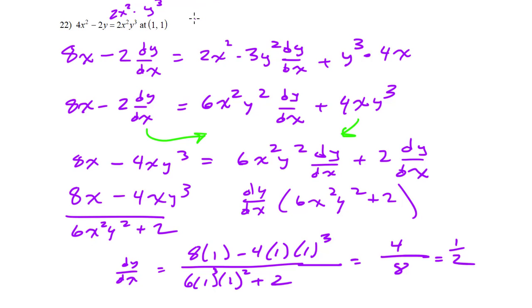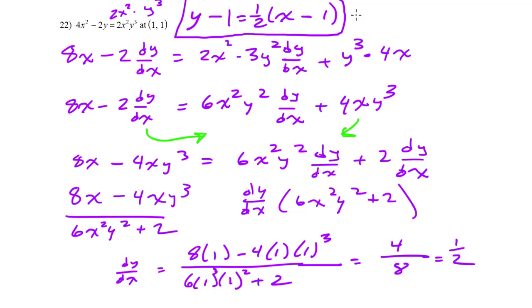And if we go back up here, we write the equation. We have y minus 1 equals 1/2 x minus 1. So there it is in point slope formula. And we have y equals 1/2 x plus 1/2 in slope intercept formula.